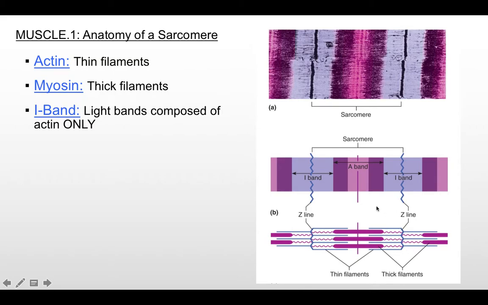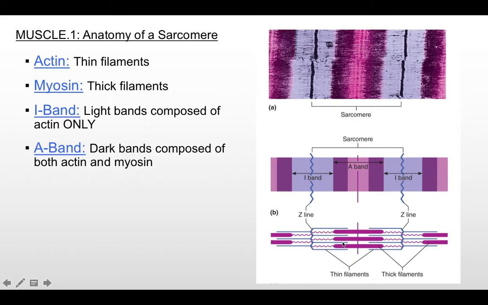So the I band is your lightest band, and it is only comprised of actin. So that is in between all of the myosins. Right down the middle is a Z line, but in between those myosins we have I bands. A bands would be anywhere we have myosin. So this entire expanse would be an A band, and then we repeat. We have another A band starting here on the right, and another A band starting over here on the left.